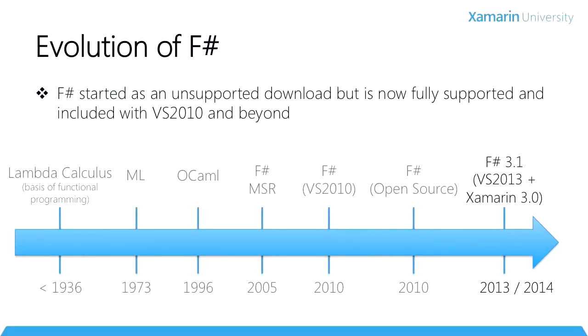The history of functional programming and the roots of F# begin back in the 30s, when lambda calculus was created. In 1973, the functional language ML was created. It's not the first functional language, but it's the one that F# is based upon. In 1996, a derivative of ML that added object-oriented features, OCaml, was created, and in 2005, Microsoft Research took that OCaml basis and created F#. By May 2010, F# was included out of the box in Visual Studio. In November 2010, F# was open sourced. And in the last year, F# has released version 3.1, as well as being included out of the box in Xamarin Studio, which brings us to this course.